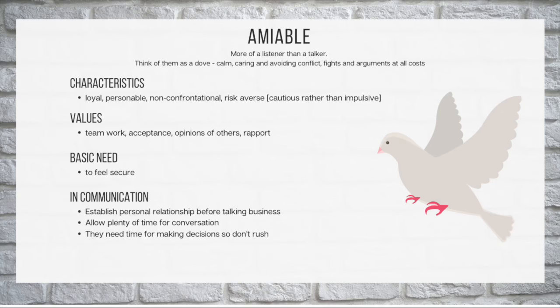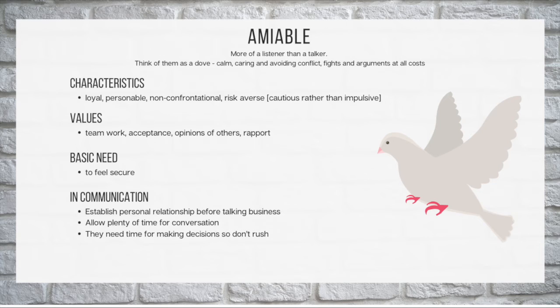They're going to be very cautious, not impulsive, so they're going to be a slow decision maker. What they really value is teamwork, so our model is going to really suit them. Feeling accepted and the opinions of others, so reviews, testimonials and case studies are going to be quite valuable for them, as well as rapport and building relationship. Essentially, their overall basic need is to feel secure. In times of stress or conflict, an amiable person is more likely to become very passive or submissive. Potentially, they could just avoid the situation altogether.